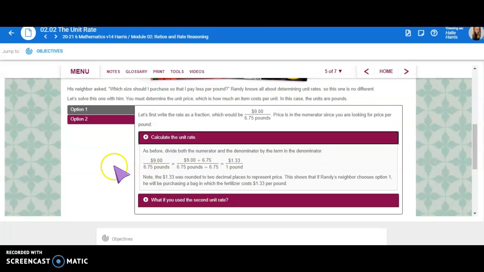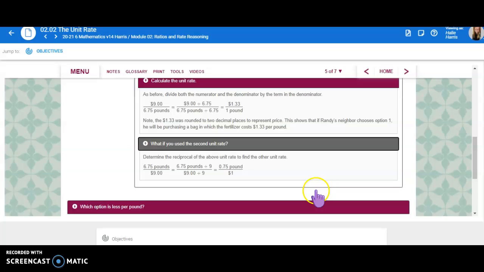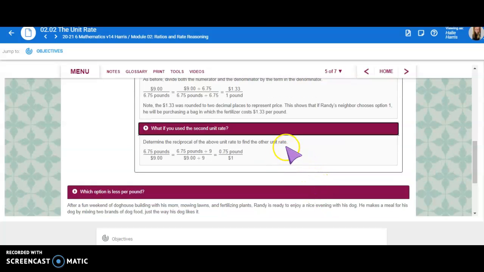So we calculate the unit rate, put $9 on top, 6.75 on the bottom. We divide them both by 6.75. Remember, we always divide when we're finding unit rate. And you discover that it is $1.33 a pound for that first bag of fertilizer. You could also discover that 6.75 pounds divided by $9 is 0.75 pounds for every dollar spent.